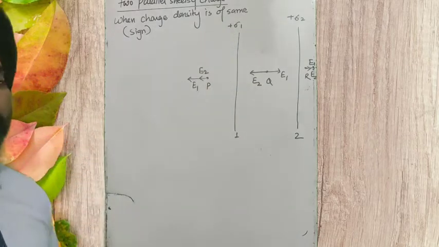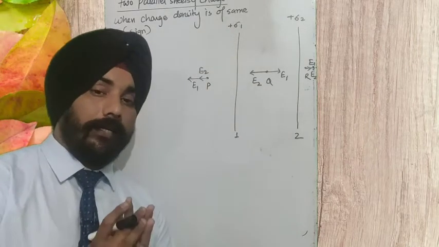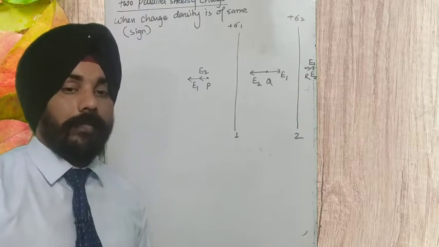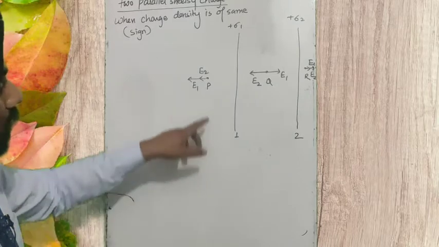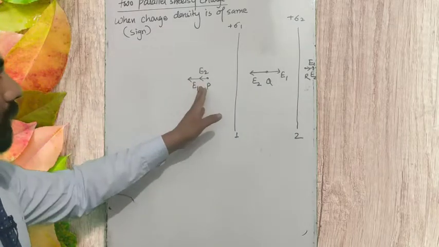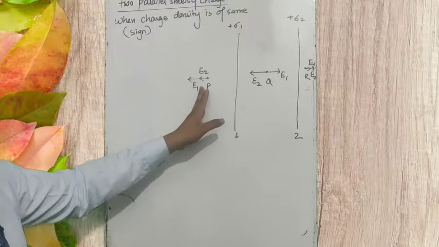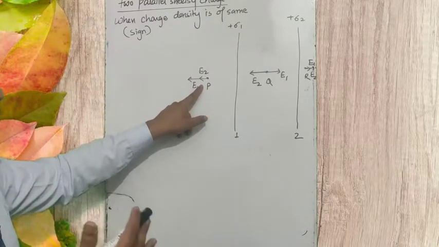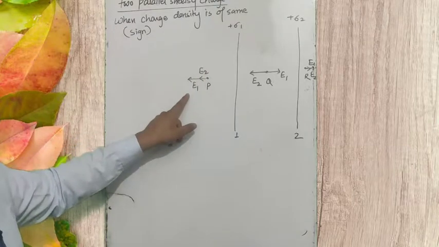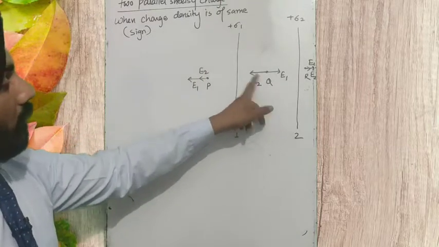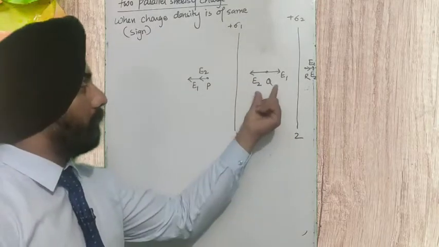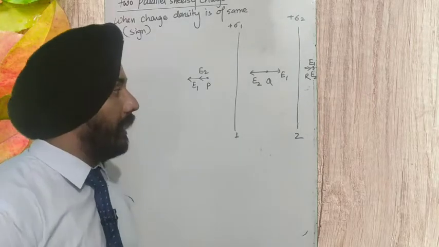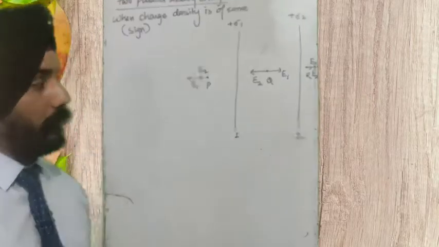And we know that due to a plane sheet of charge, electric field intensity is sigma upon 2 epsilon naught. We have just derived that formula. So if we see at point P, both the electric fields are in the same direction, so we are going to add them. The net electric field at point P will be the sum of these two electric field intensities. At point Q, they are opposite to each other, which means we are going to subtract here. At point R, they are on the same side, so we are going to add both of them.